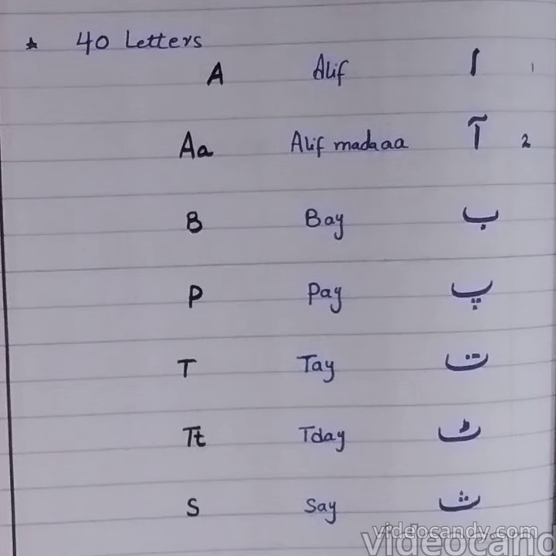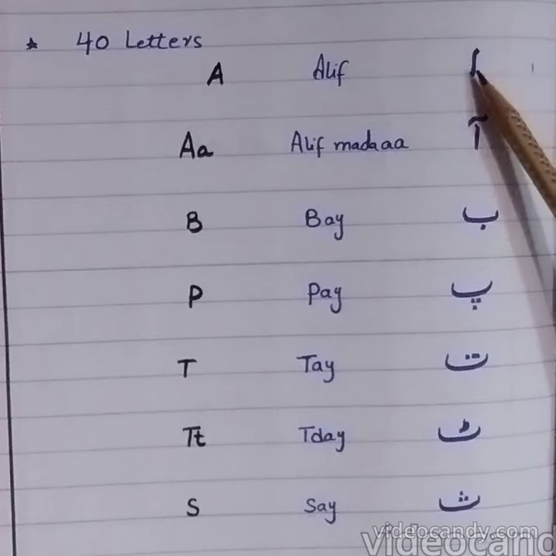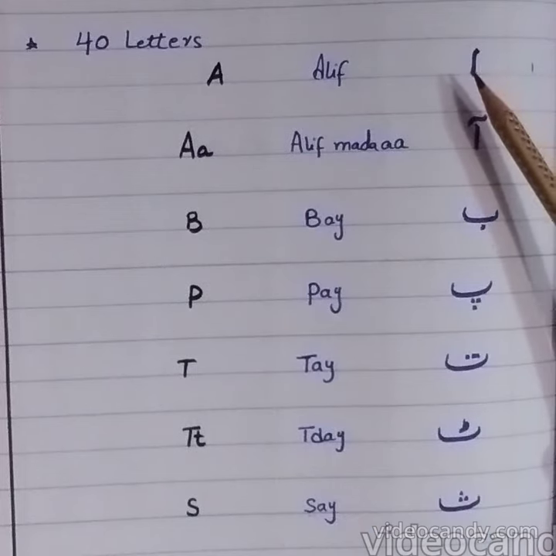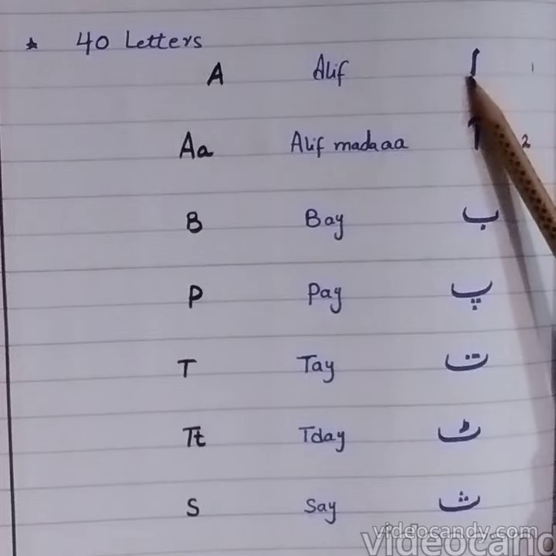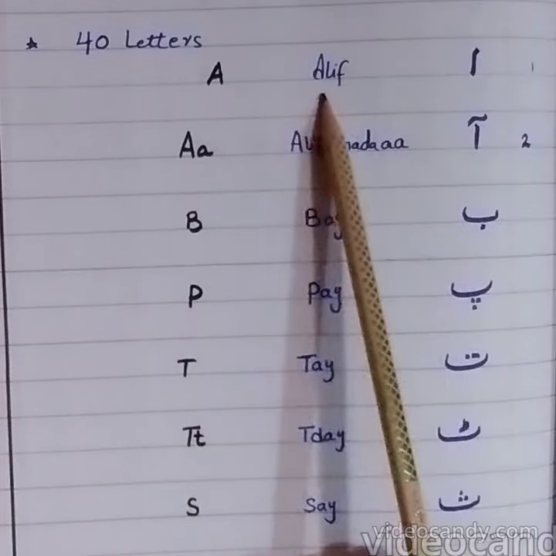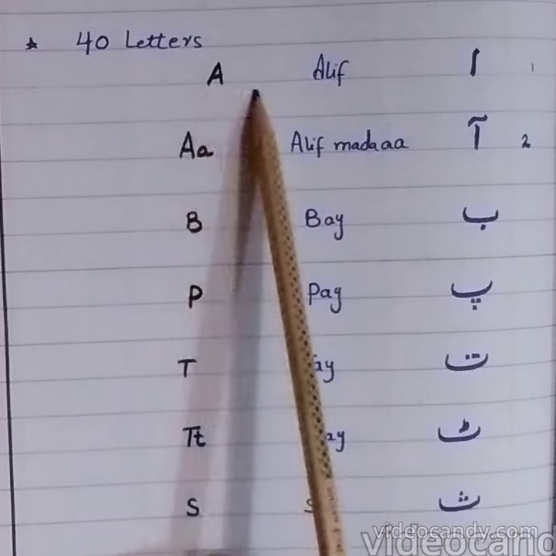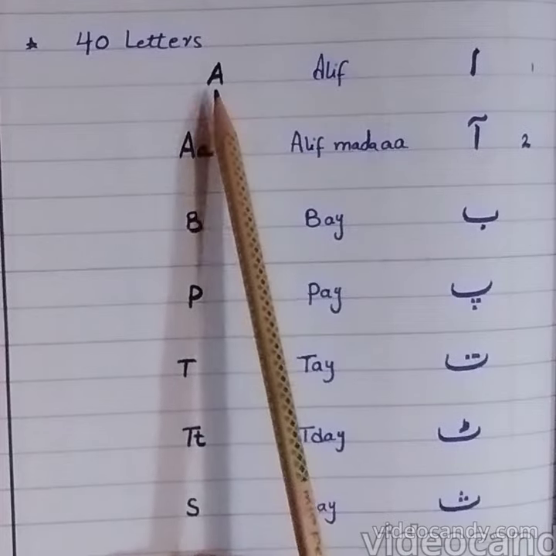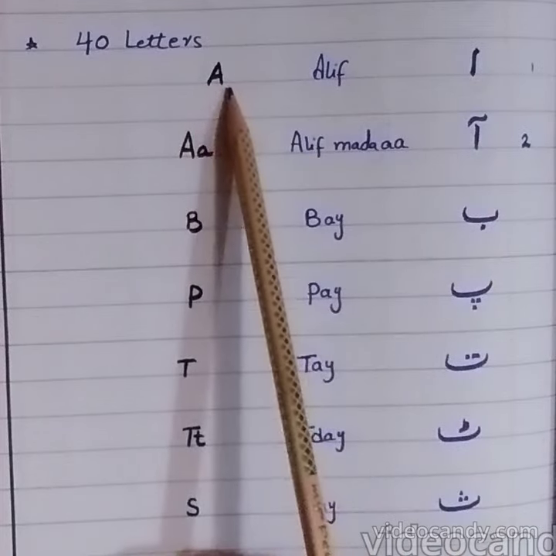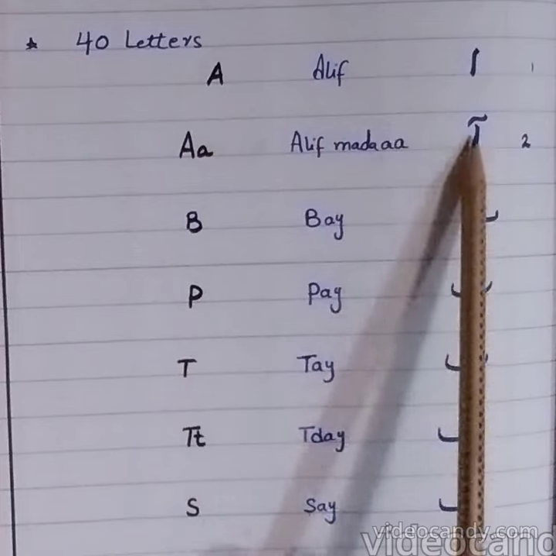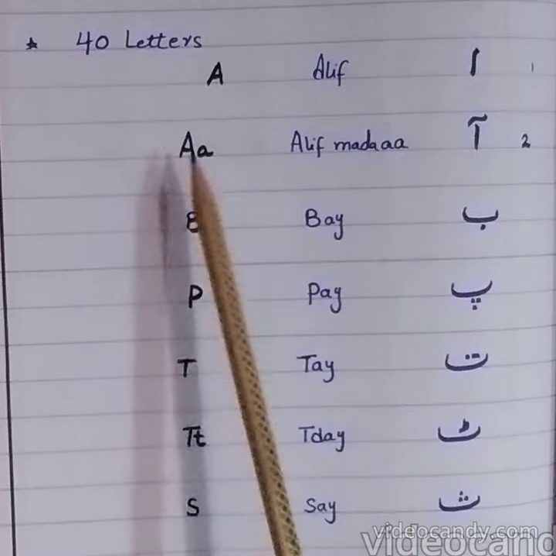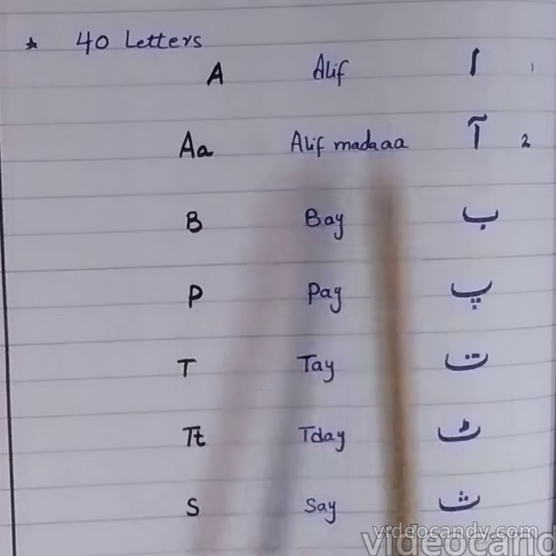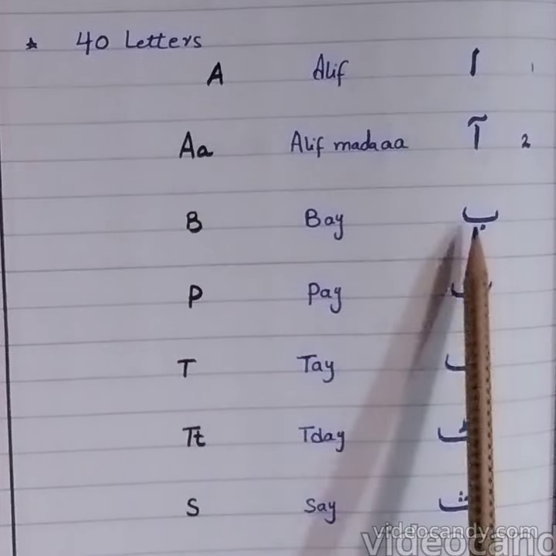First of all, look at this. The first alphabet of Urdu, which we may also call the huruf-e-tahajji of Urdu, is alif. First is alif, and it has the sound of A. Alif, A. Alif mad, sound of double A.